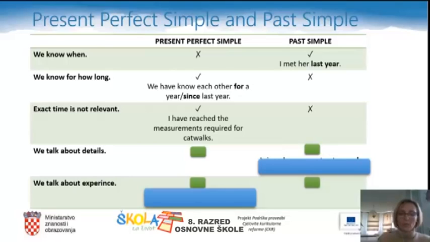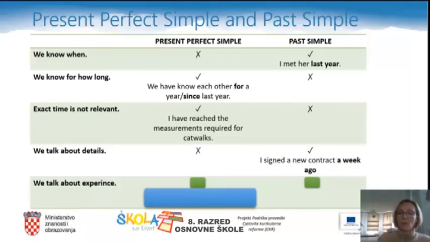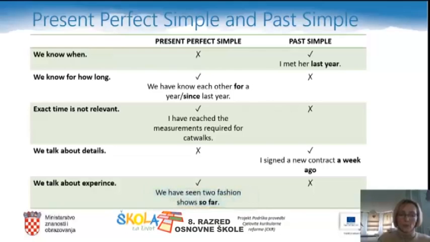When we talk about details, we use past simple. For example, I signed a new contract a week ago. When we talk about experience, we use present perfect simple. So time is irrelevant again, the experience is what matters. For example, we have seen 2 fashion shows so far.